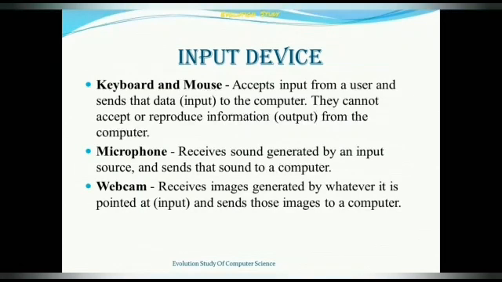Let's talk about them in brief. Keyboard and mouse. It accepts the input from a user and sends that data input to the computer. They cannot accept or reproduce information, which is the output, from the computer. Now what does a microphone do? It receives the sound generated from an input source and sends that sound to a computer. And what is the function of a webcam? It receives the images generated by whatever it is pointed at, input, and it sends those images to a computer.